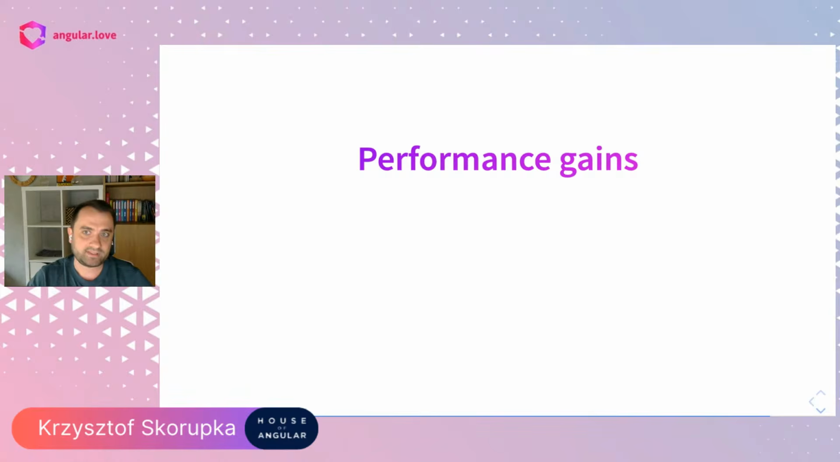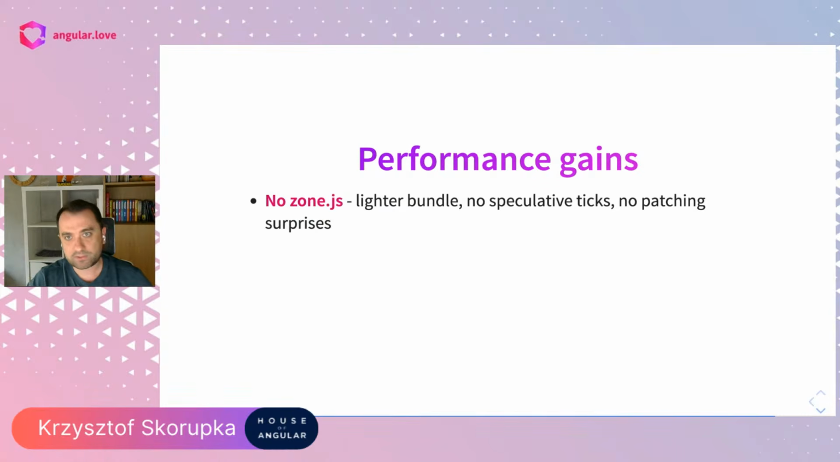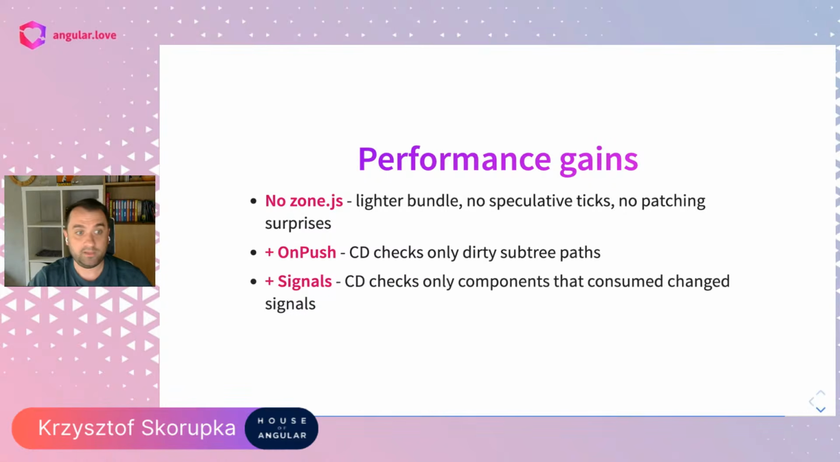First is performance gains, as we discussed. When there is no Zone.js, our bundle is much lighter. There are no extra ticks, no extra change detection runs, no speculative running, and also no patching surprises. If you add OnPush to that, you also get change detection checks only on the specific paths of our component tree. If you add signals on top of that, you will get all of that, plus this is targeted, the change detection is targeted only to these specific components.